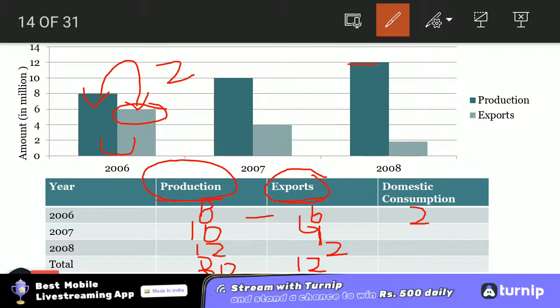By subtracting exports from production. So in the next case the domestic consumption was 6 million, further it was 10 million, and in total, if I talk about the domestic consumption of the particular item, it was 18 million. So we need to be clear about what all we can infer.